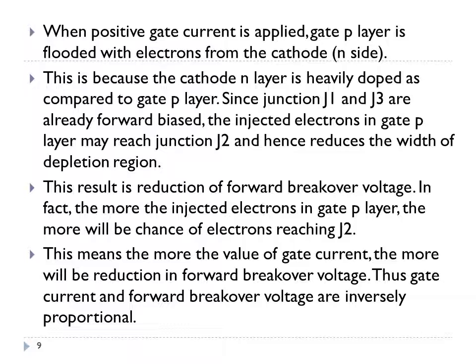The more injected electrons in the gate P layer, the more will be the chance of electrons reaching J2. The more the value of the gate current, the more will be the reduction in forward breakover voltage. Thus, the gate current and the forward breakover voltage are inversely proportional.